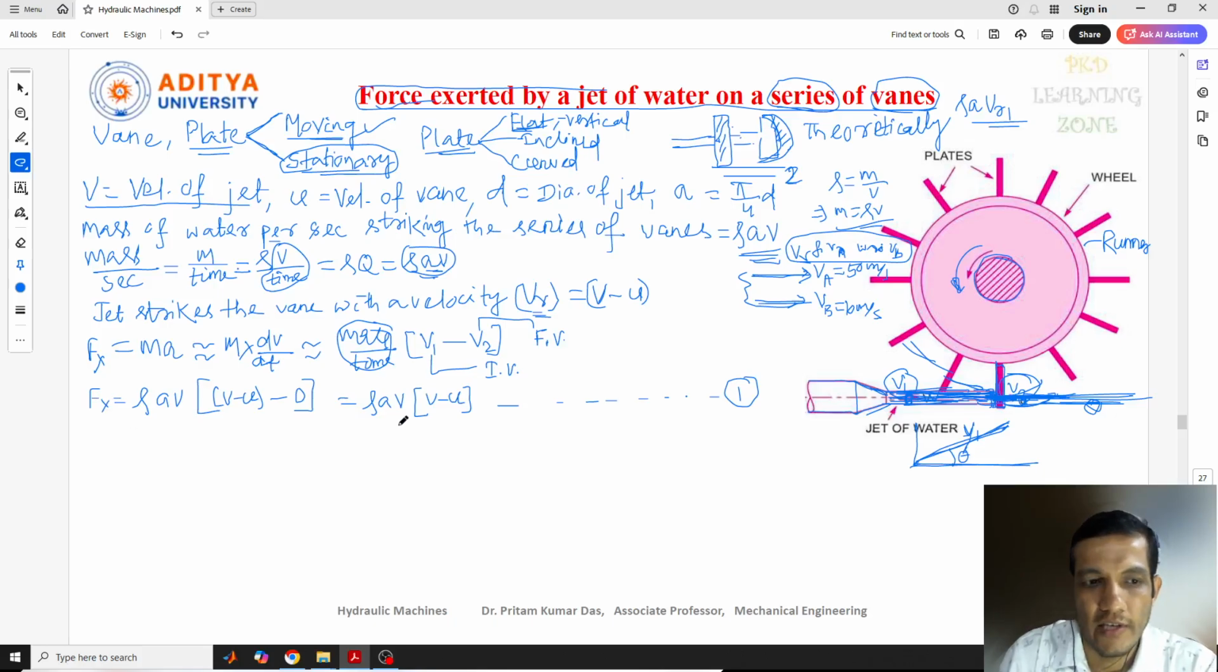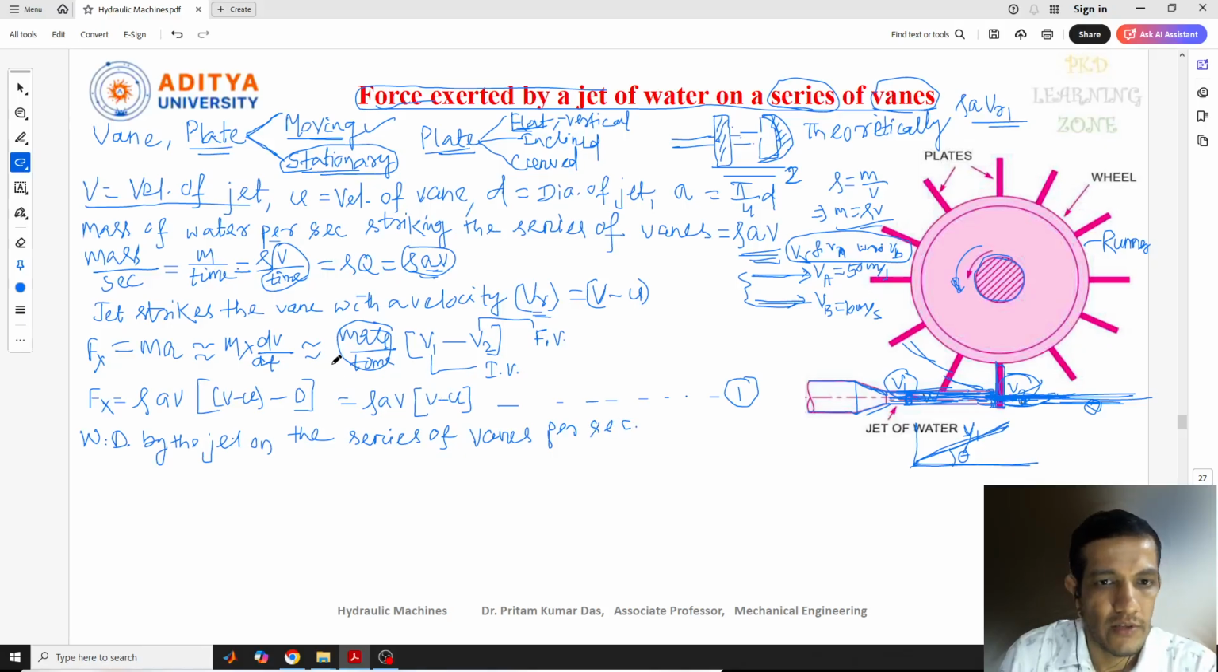Now once you calculate the Fx here, if it is a stationary condition, no need to find out the work done. But when you see there is a movement, there is a distance covered by this plate, then we need to identify the work done. So we need to write the work done by the jet on the series of vanes per second.